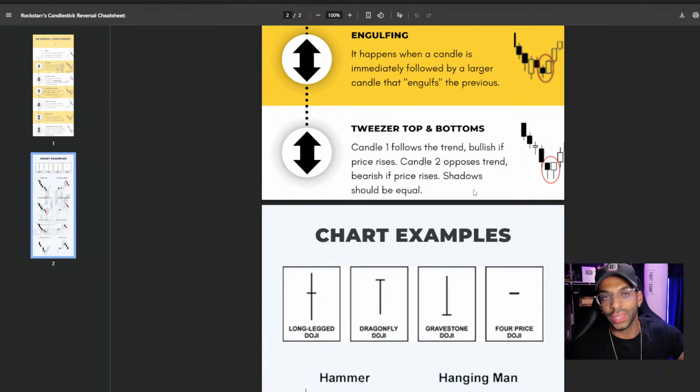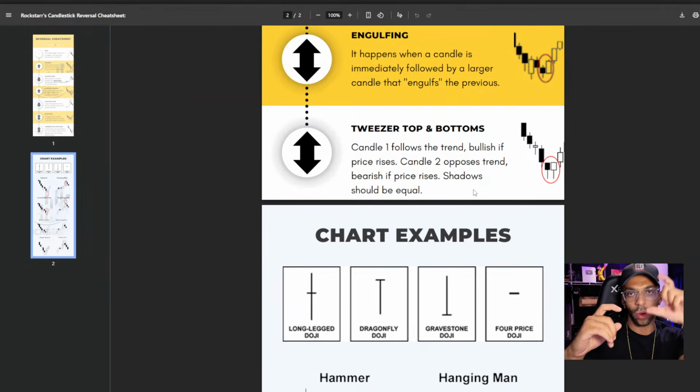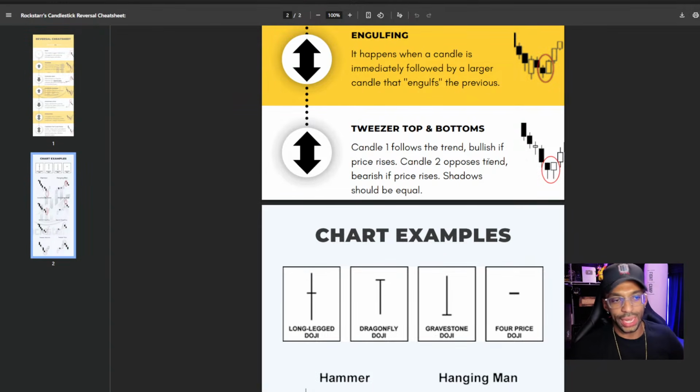The shadows are the wicks, just about equal wicks, okay? But if you're going down, then you got one bearish and one bullish, okay? Equal wick side, shoots back up, boom. All right, tweezer tops. And then you have the tweezer bottoms, and then you have the tweezer tops as well, which is the opposite side.